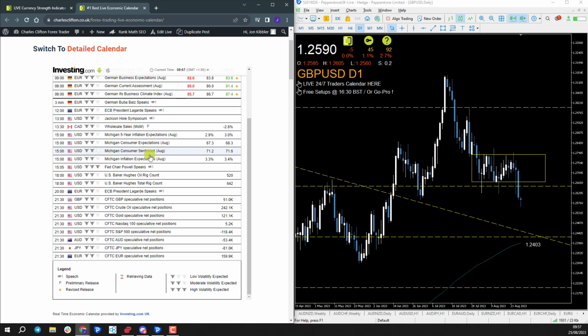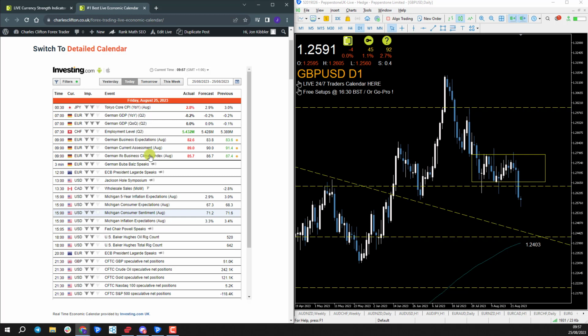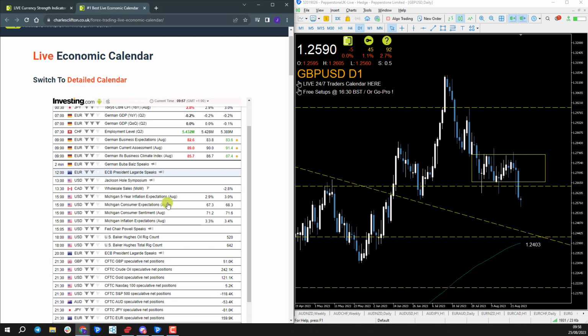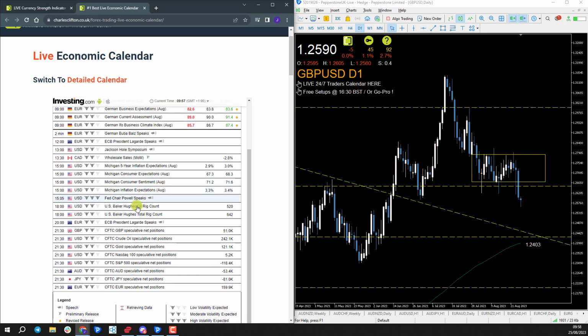Obviously, data out of Europe has been pretty poor. We saw the PMIs come in really low, and we've just seen German GDP come in at minus 0.2% for the quarter, down to 0%. So it's going to be pretty interesting to see what President Lagarde says with regards to future monetary policy with the ECB. With this data coming in like this, would the ECB now look to pause interest rates rather than sticking to that hawkish view of keeping rates higher? That is something the market's going to be looking into at 12, so we're probably going to see a little bit of action around that time.